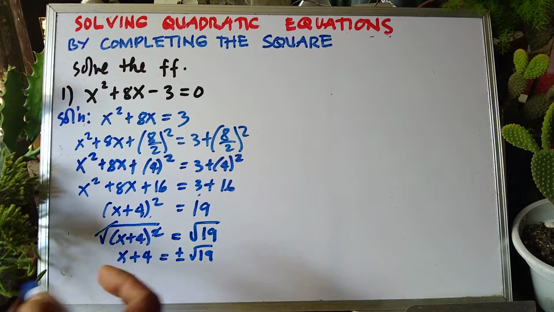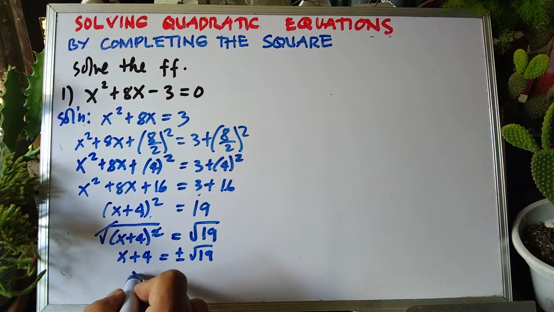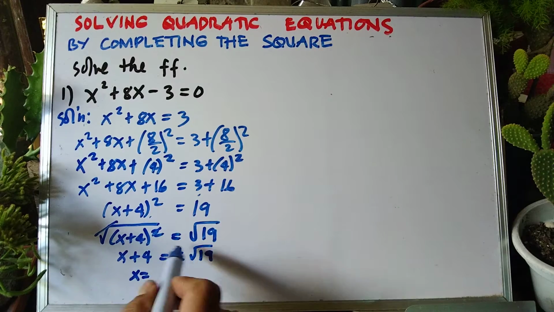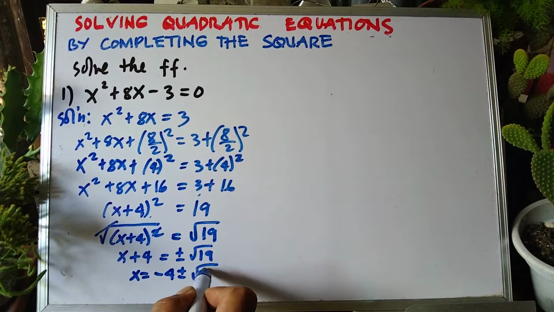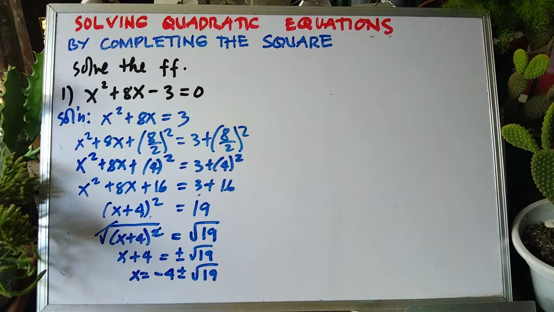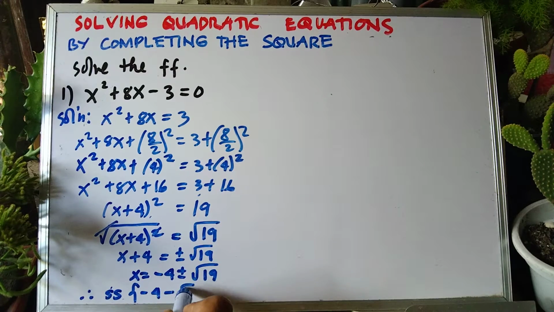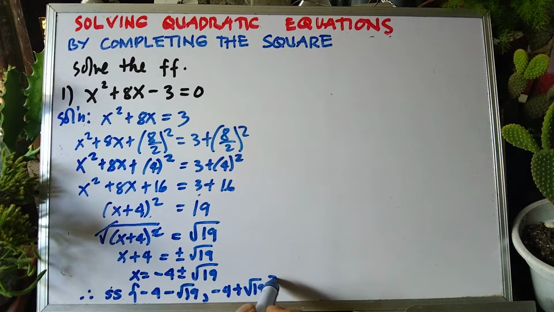So what's next? We need to solve for x. So x is equal to, we transpose positive 4 to the right side. So negative 4 plus or minus the square root of 19. So, it follows that our solution set is the set that contains negative 4 minus the square root of 19 and negative 4 plus the square root of 19. That's it.